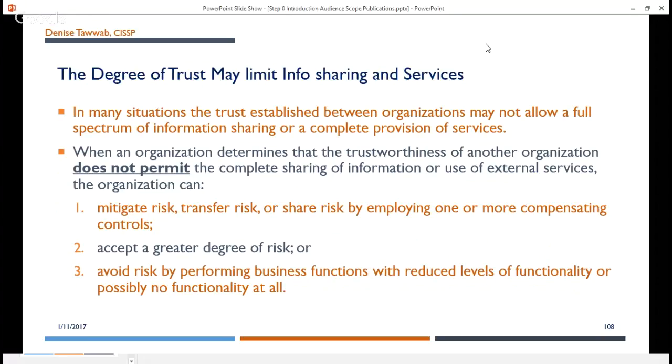The degree of trust may limit sharing of information and services. In many situations, the trust established between organizations may not allow a full spectrum of information sharing or complete provision of services. When an organization determines that the trustworthiness of another organization does not permit the complete sharing of information or use of external services, then the organization can mitigate risk, transfer risk, or share risk by employing compensating controls, can accept a greater degree of risk, or can avoid the risk by performing the business functions with reduced levels of functionality or possibly no functionality at all.